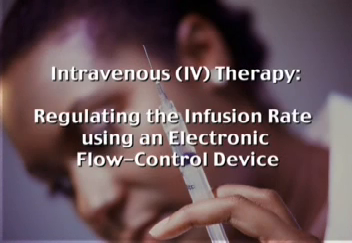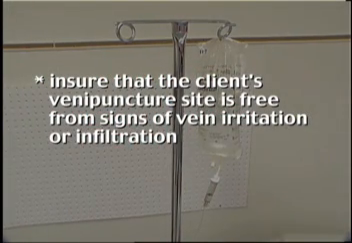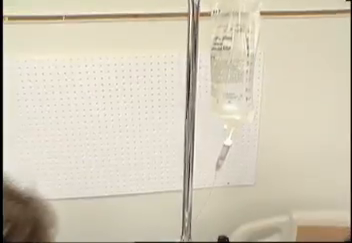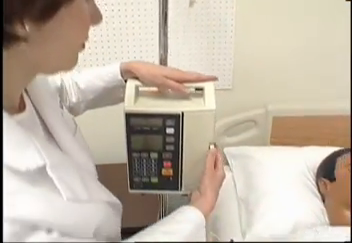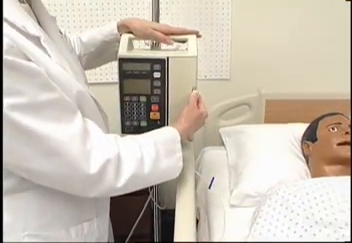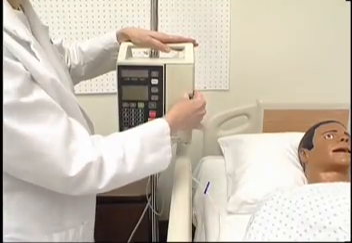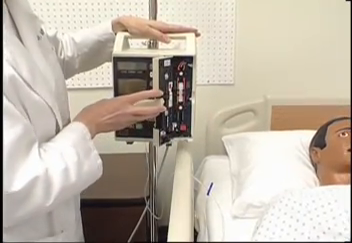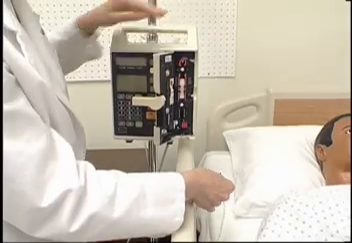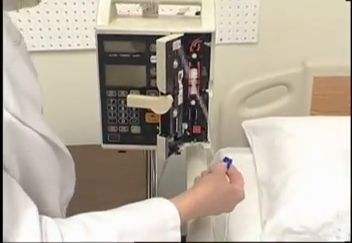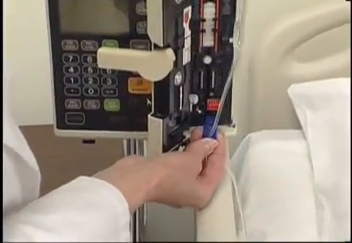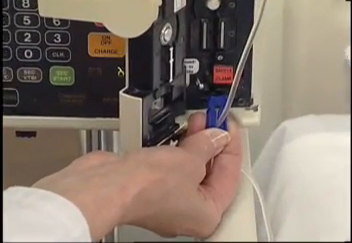Regulating the infusion rate using an electronic flow control device. Ensure that the client's venipuncture site is free from signs of vein irritation or infiltration. Follow steps for preparing the infusion system. Following manufacturer's instructions, load administration set into device, taking care to fit tubing or cassette into appropriate receptor sites.